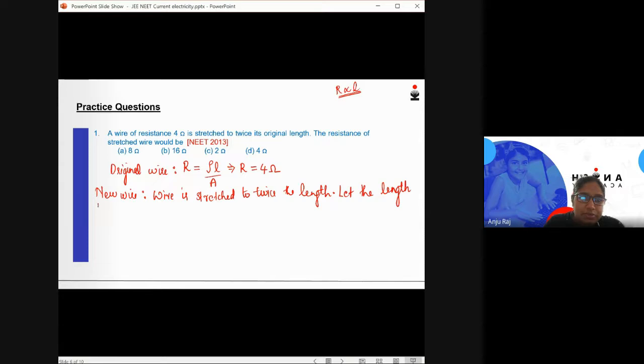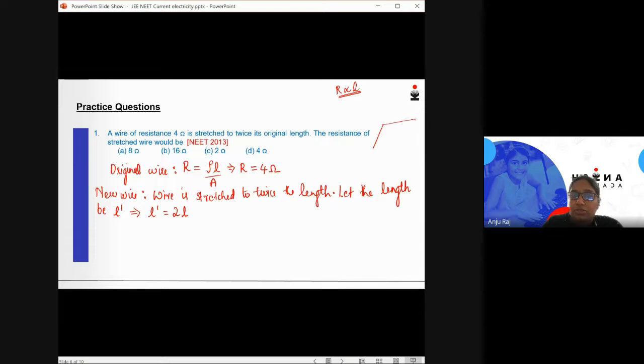Let the length be L dash. And twice the length means what? Here I have considered the original length as L. Now twice the length means L dash is equal to 2L. Now we will find the volume. They have told that the length is becoming twice. They have not told any change in the volume, which means the volume remains the same.